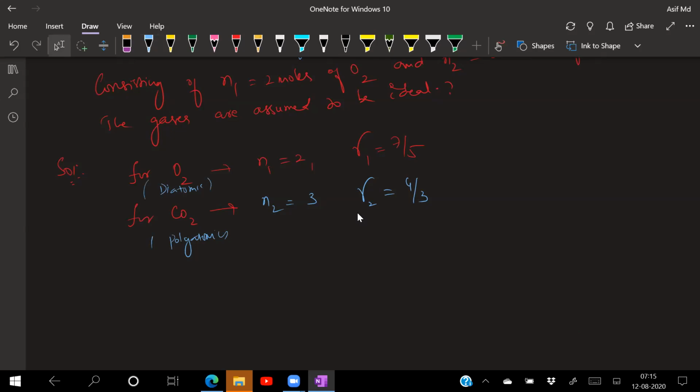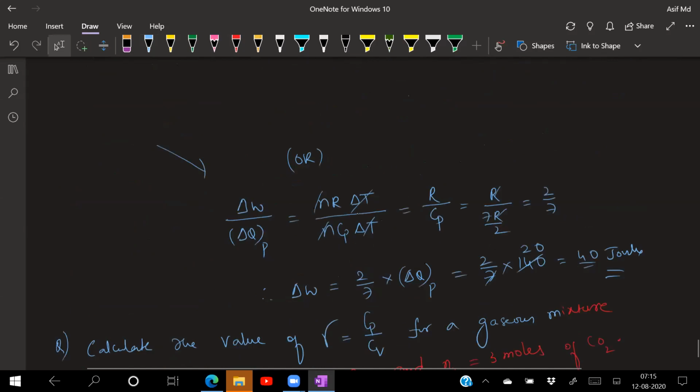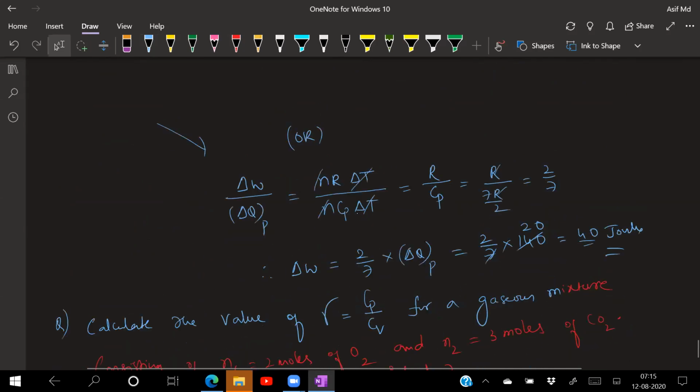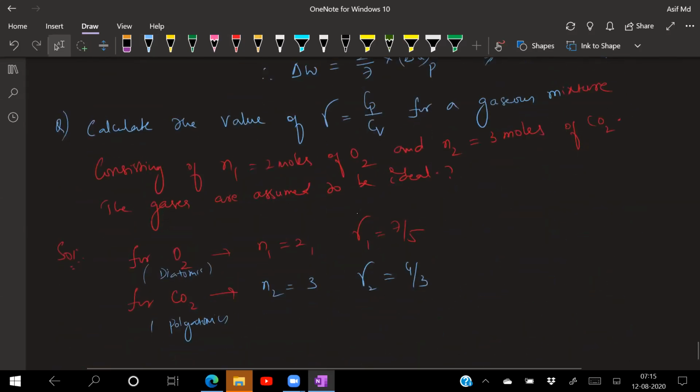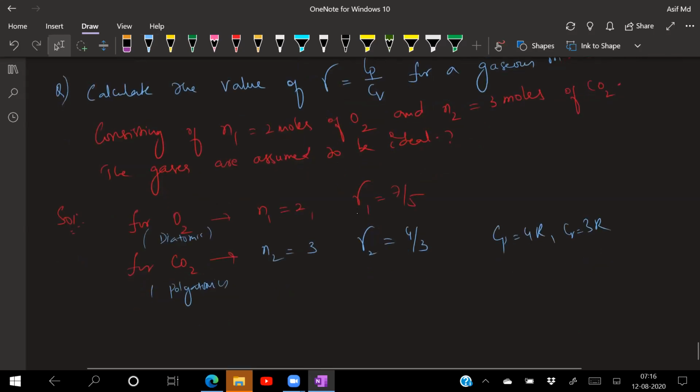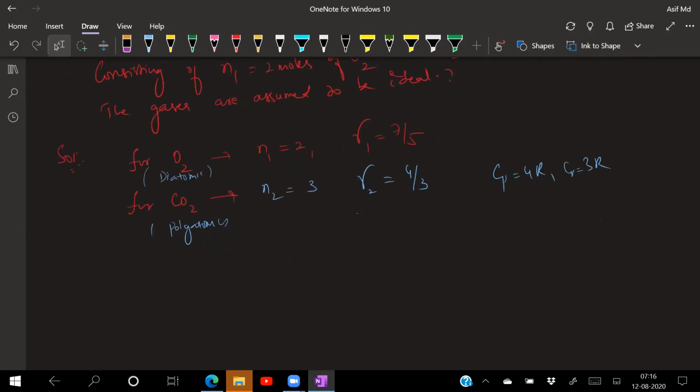Okay, sir, but over there we are getting the 4R method, right? For polyatomic we'll get it. Not the value of gamma, that is the value of your CP. CP is equal to 4R, and CV is equal to 3R for polyatomic. Yes. And gamma is equal to 4/3. Gamma is a constant, equal to 4/3.